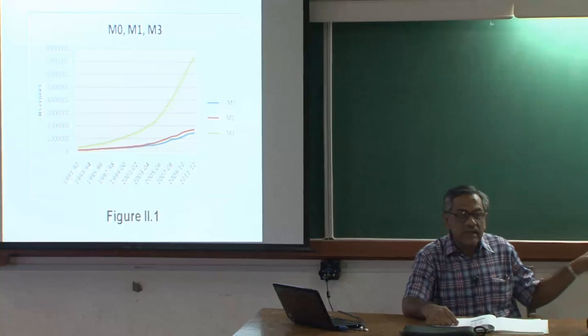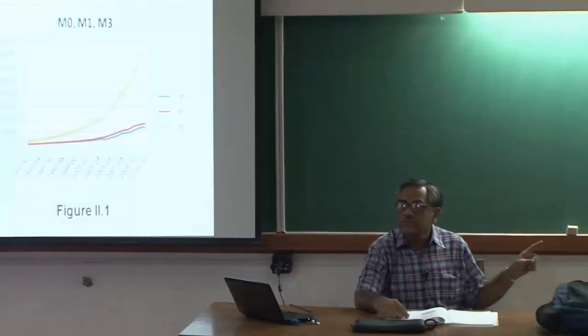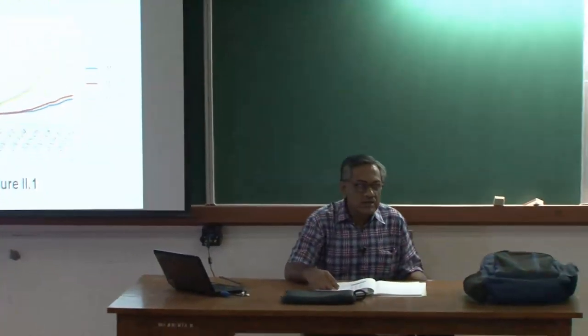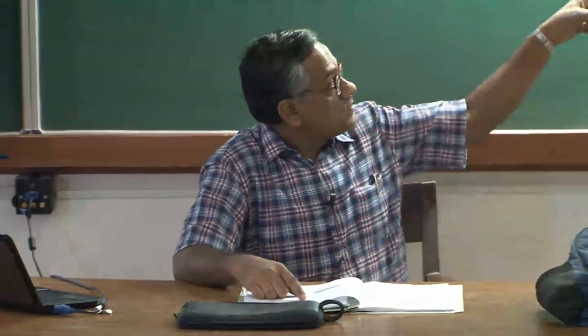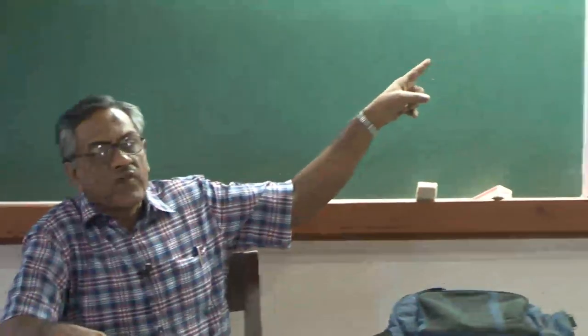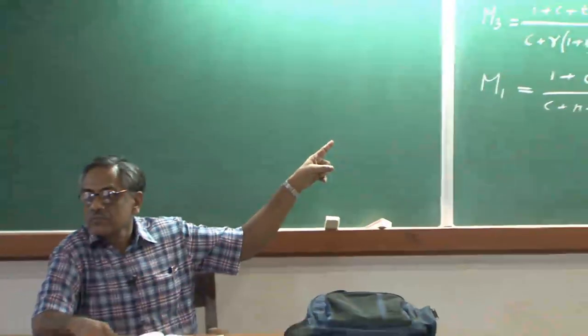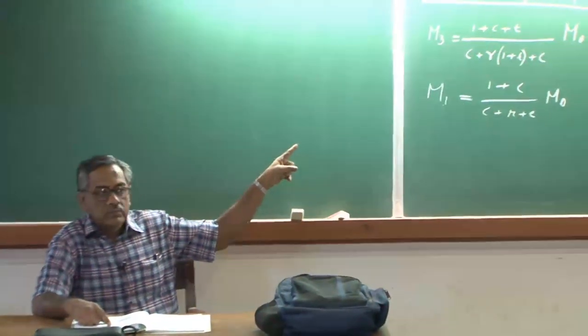Monetary base M0 and M1 are very close to each other, they have a very close relationship, very intimate relationship, all right. But look at M3, it has no relationship with M0, it is going its own way. Why is it going like that? That multiplier is very important in India over time.